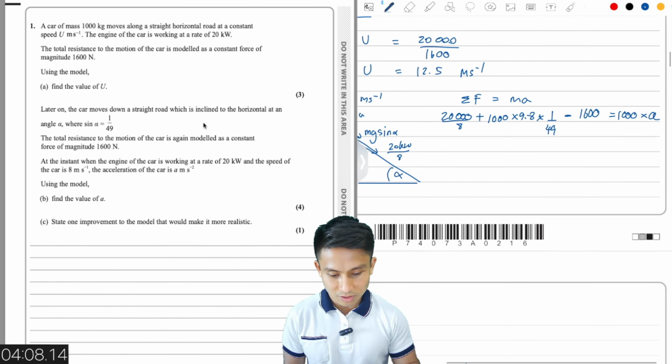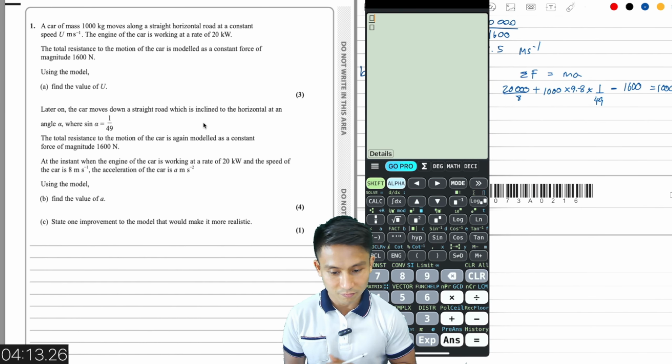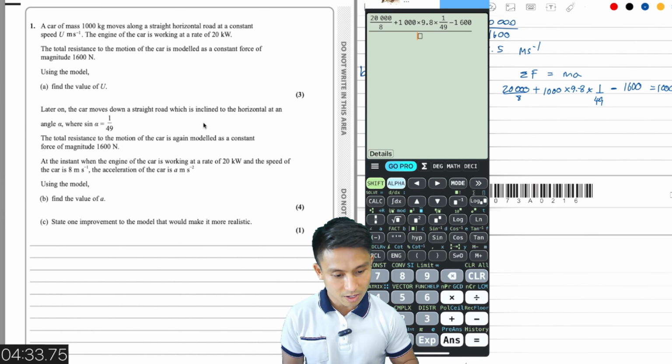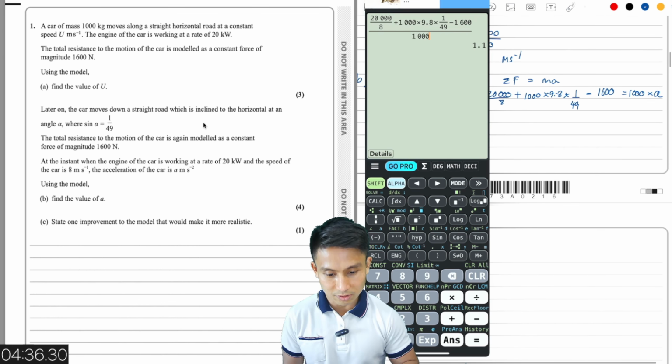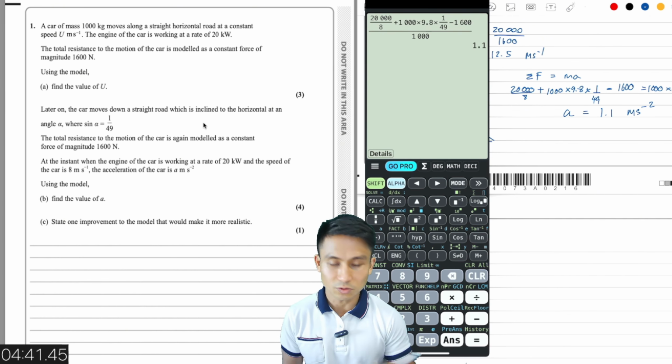So basically I'm just going to do the left hand side and all divided by 1000. So the left hand side on fraction here like this: 20,000 again, divided by the speed, which is 8 down the slope, and then plus 1000 times 9.8, this is mg sine theta, divided by 49, minus 1600. And then down here we have dividing by 1000. So that's 1.1 meters per second squared. Okay, so that's the value of a there.